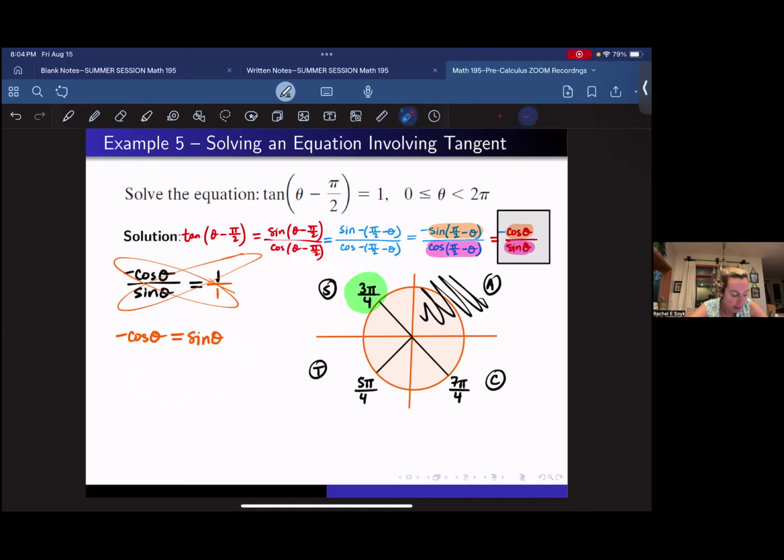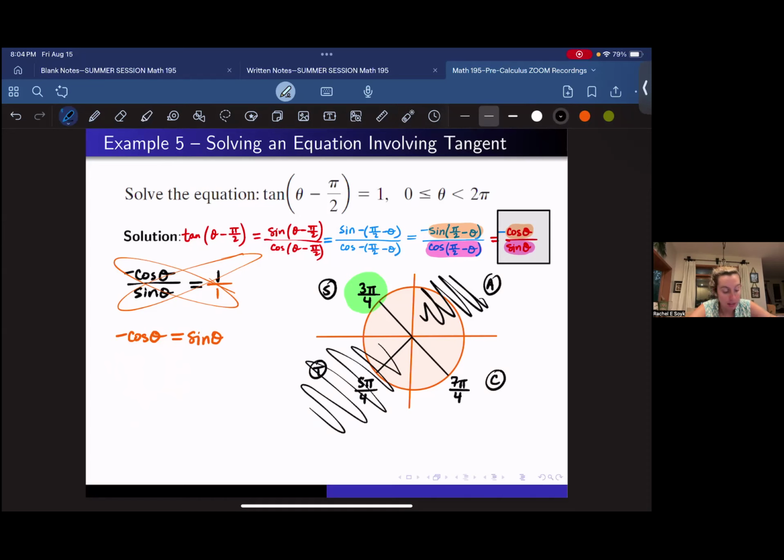All right, let's try for our tangent. If we plug in sine of 5 pi over 4, we get a negative square root of 2 over 2. But if we plug in cosine, we get a negative square root of 2 over 2. However, if we multiply that by a negative, that becomes positive. So this is not a solution.